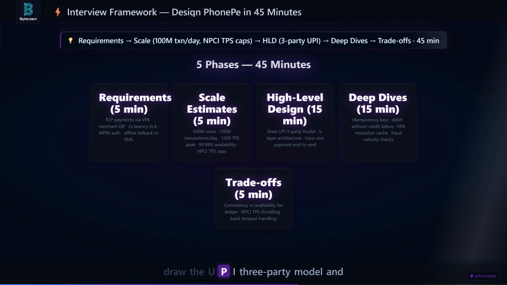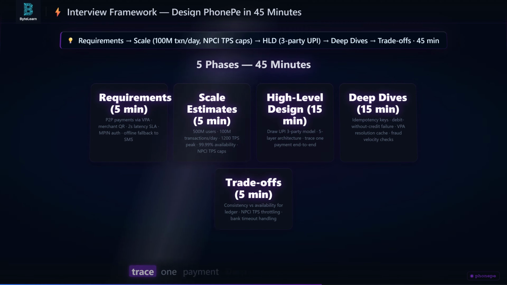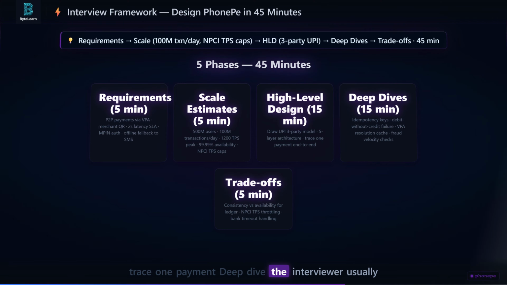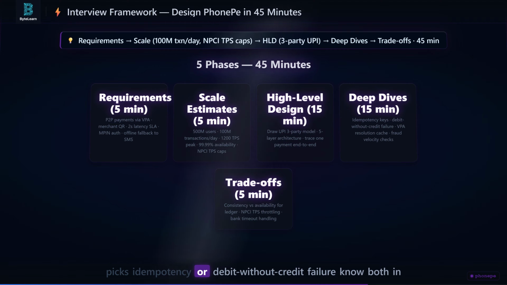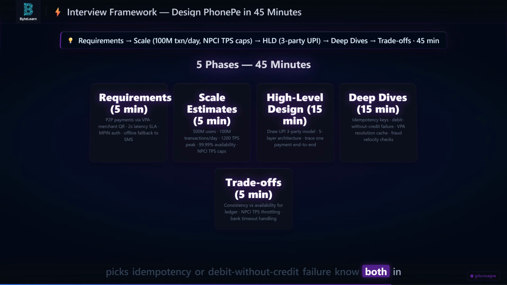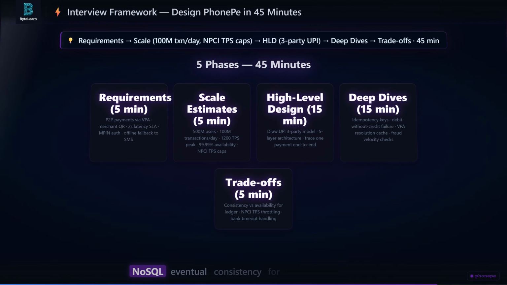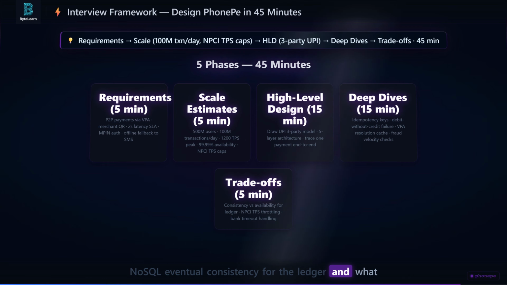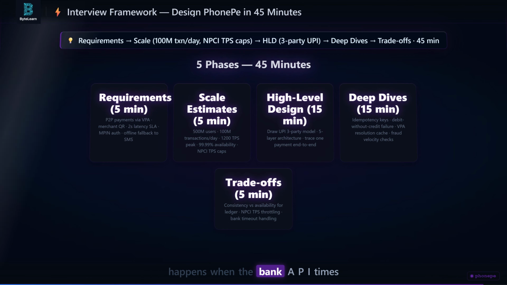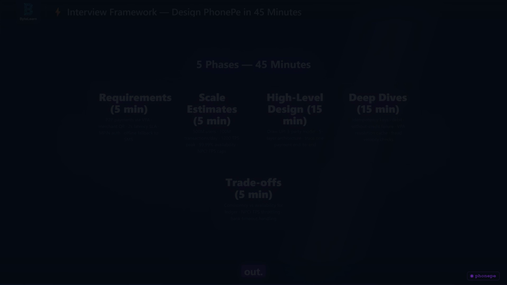High level design: draw the UPI three-party model and trace one payment. Deep dive: the interviewer usually picks idempotency or debit without credit failure, know both in depth. Trade-offs: PostgreSQL ACID versus NoSQL eventual consistency for the ledger. And what happens when the bank API times out?